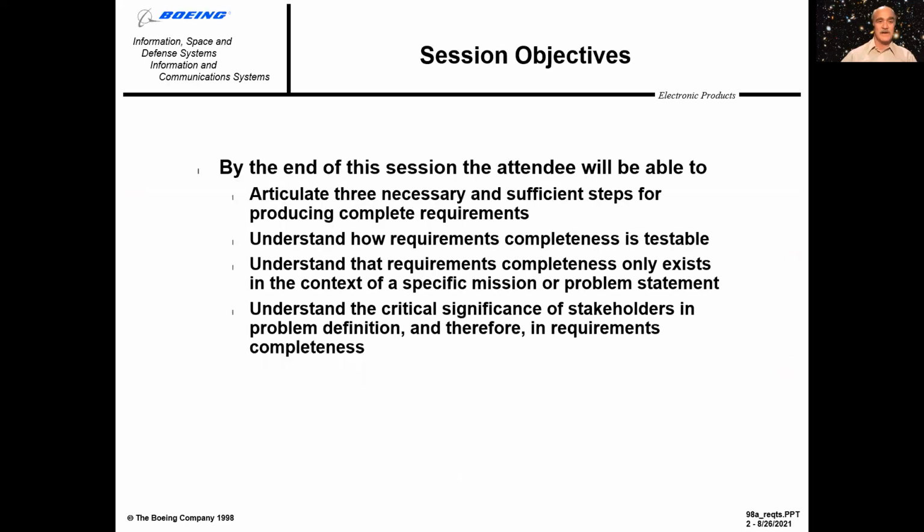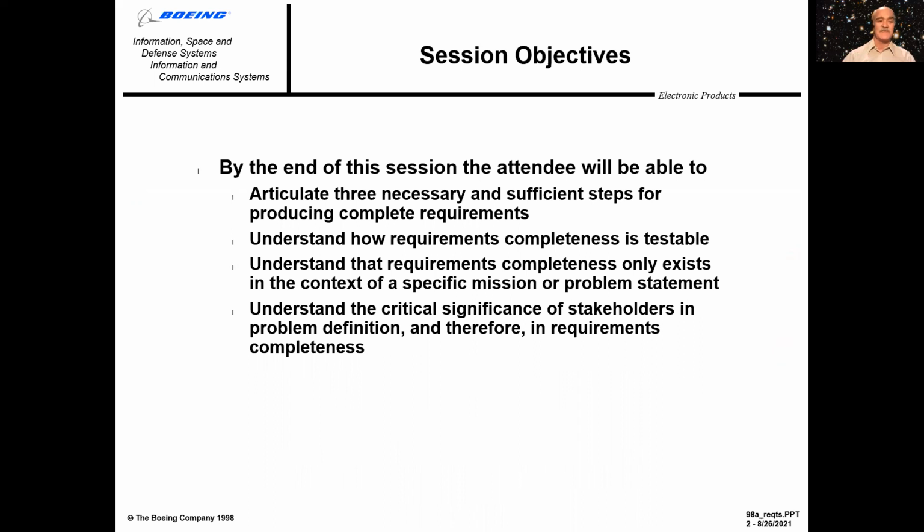So what I want to talk about is to be able to present to you so that you will be able to achieve completeness of requirements in a set of requirements that you're considering. So three steps necessary and sufficient for producing complete requirements, how we can test for that or measure that.